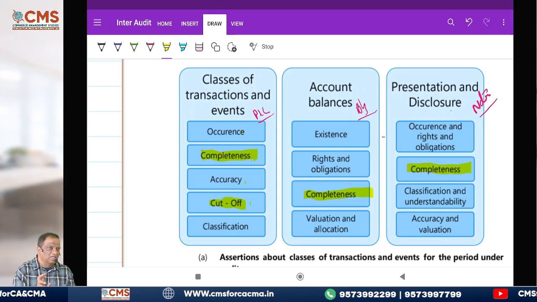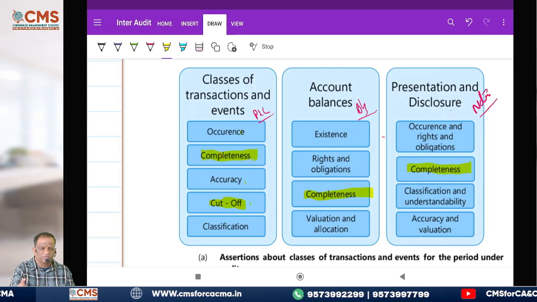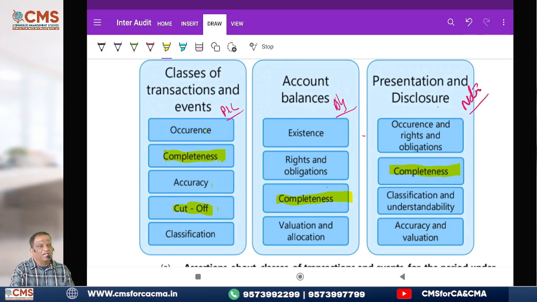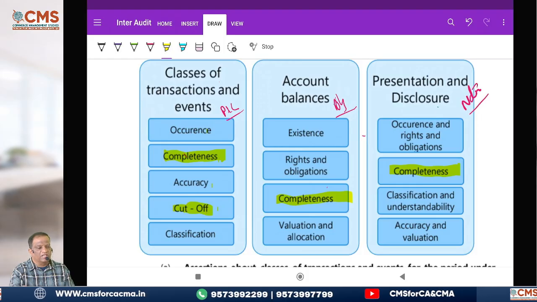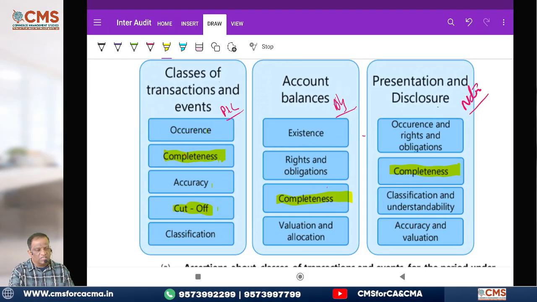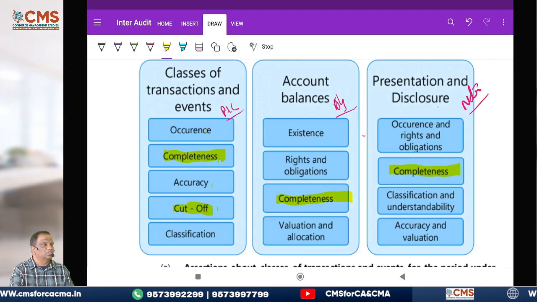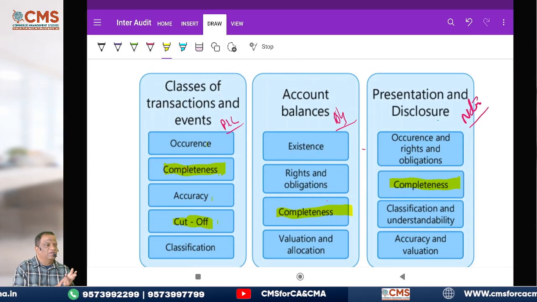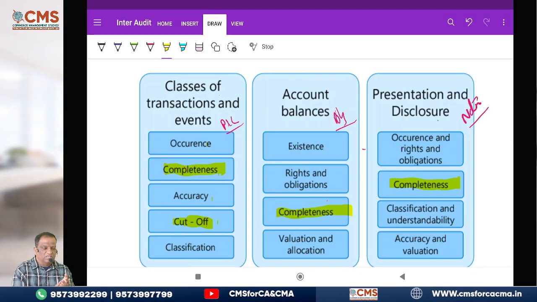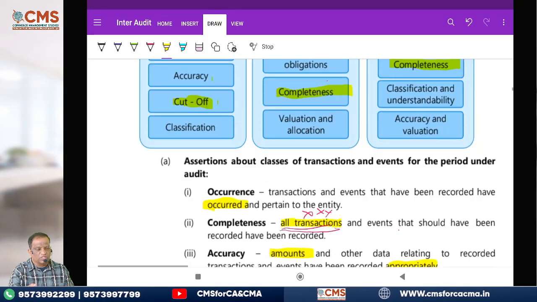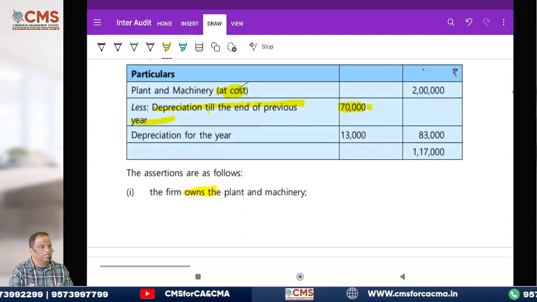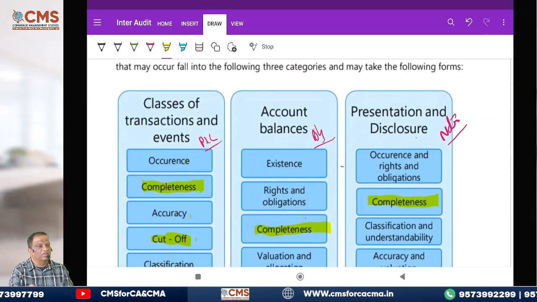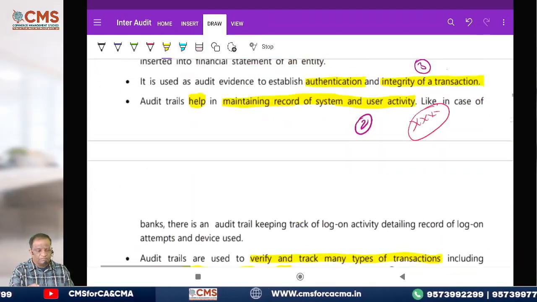But one common question he is asking, because you will be learning by heart, there is no other way: what is the common assertion across all 3? Completeness. Completeness is required as far as classes of transactions are concerned, account balances are concerned, and presentation and disclosure are concerned. So there are 3 points on assertions. What do you mean by assertion? What are the types of assertions? And what implied or explicit assertions you make when an extract of a balance sheet or P&L is given. These are the 3 types of questions that you get, and this is something you got to learn by heart and remember. Then audit trail.